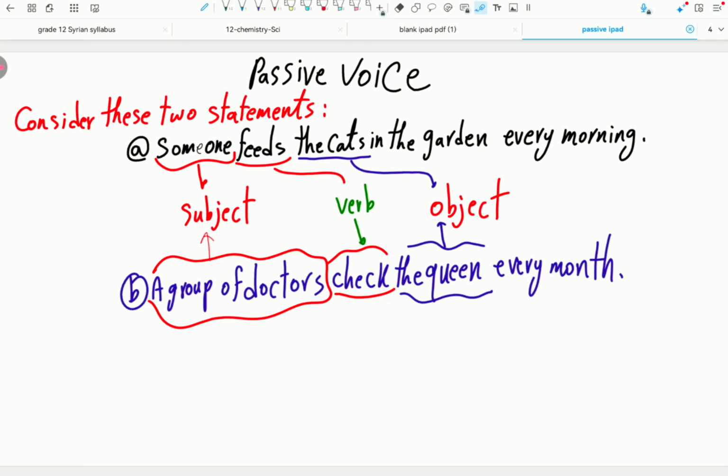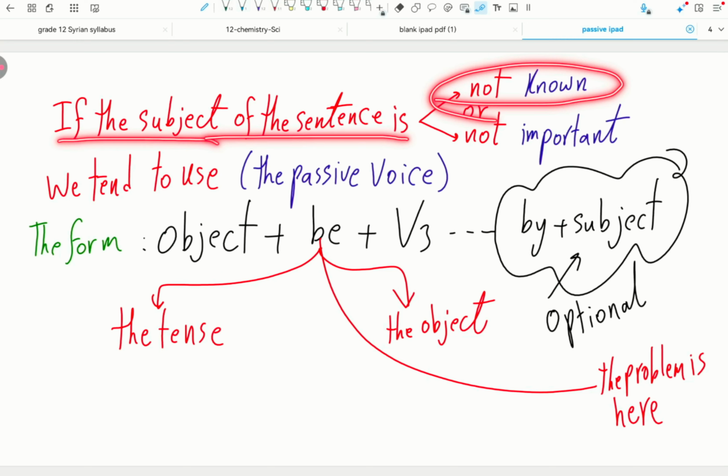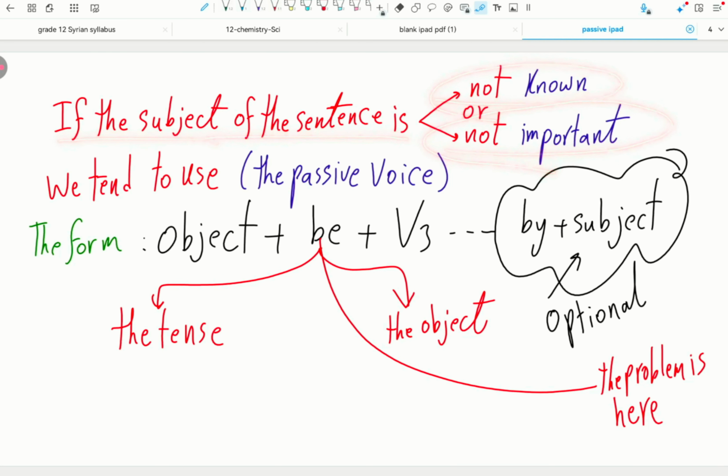Now my friends, we are going to continue talking about the passive voice today, and after we have covered the main principle of passive voice, and we said we use generally passive voice in order to represent an object that is more important than the subject, or an object that is known while the subject is not known. So as we said my friends, if the subject of the sentence is unknown, or not important, unimportant, we tend to use the passive voice.